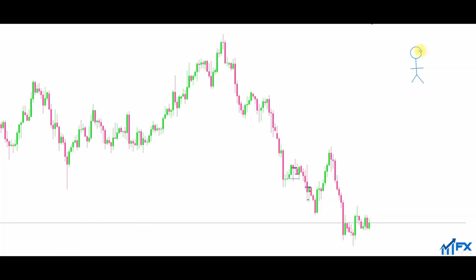So let's just imagine Bob here is a runner and Bob goes for a run. You can see that that is a big move down. Bob has run down quite fast, and then the market's going to pull back, right? How big of a rest is that for Bob? It's not much, is it? It's not much of a rest at all.